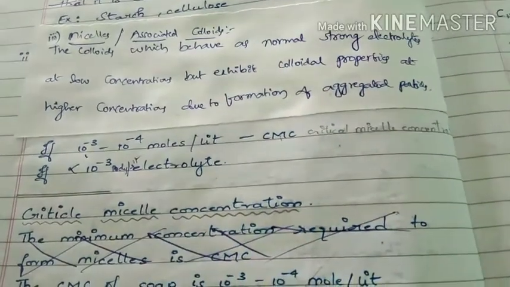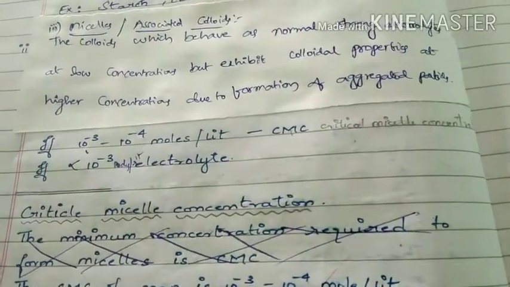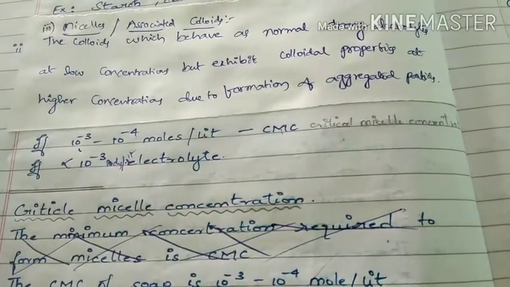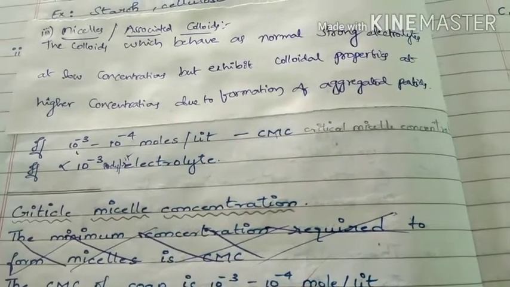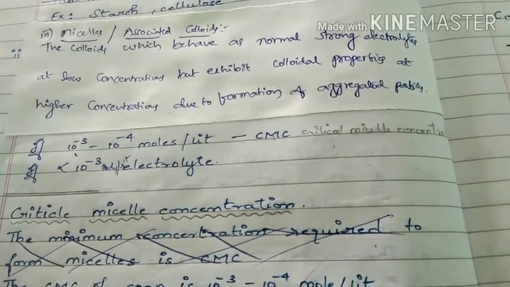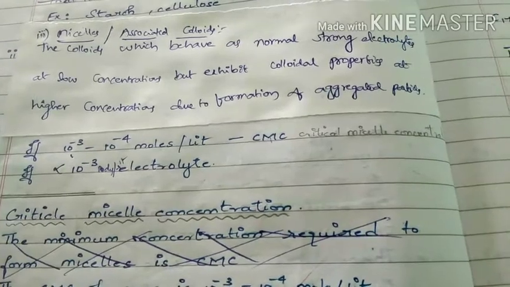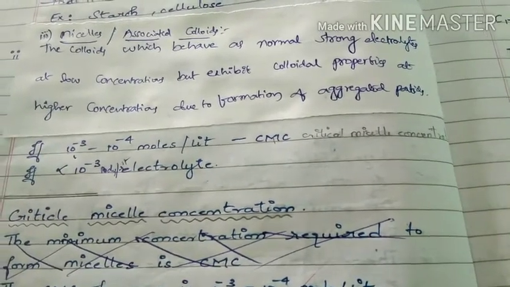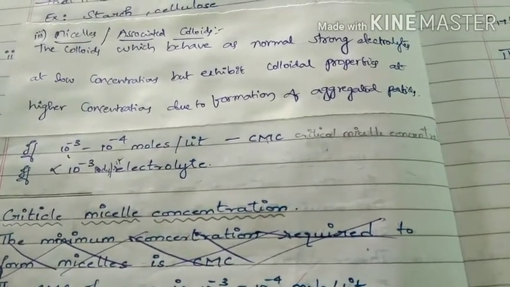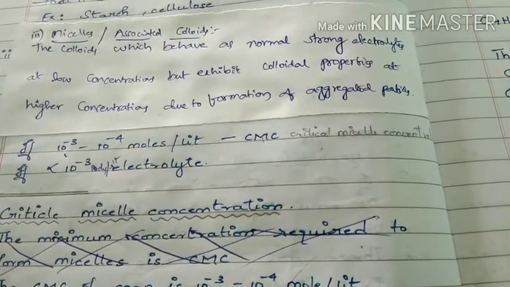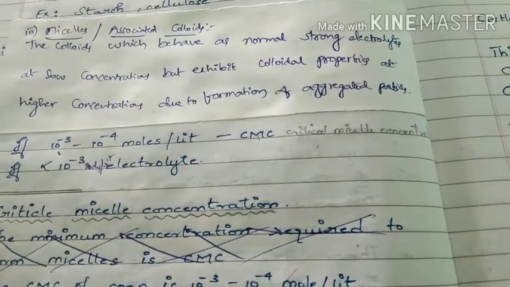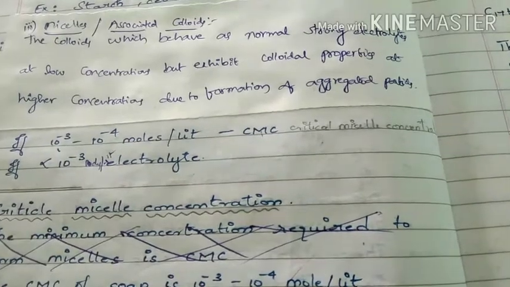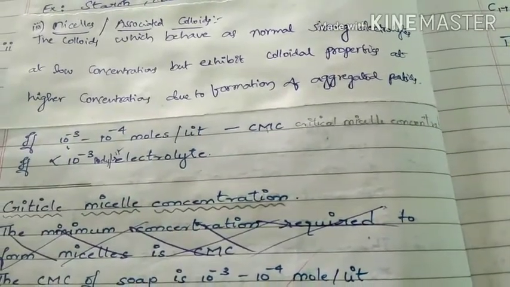I repeat once again, if concentration of soap is less than 10 to the power of minus 3, it acts as electrolyte. Why? If concentration is less than 10 to the power of minus 3, it contains less number of particles. If substance contains less number of particles, they become very free. That means free particles are present. If free particles are present, then it acts as electrolyte because they can conduct electricity. That is the reason. Here one more point is there. What is the one more point?